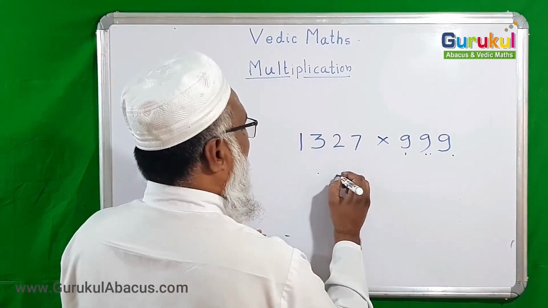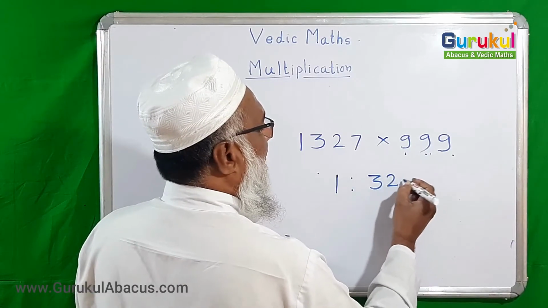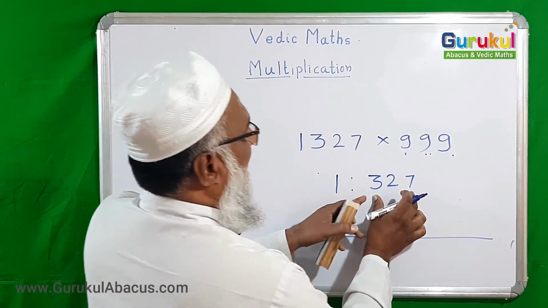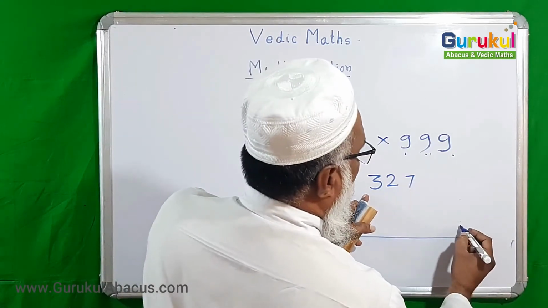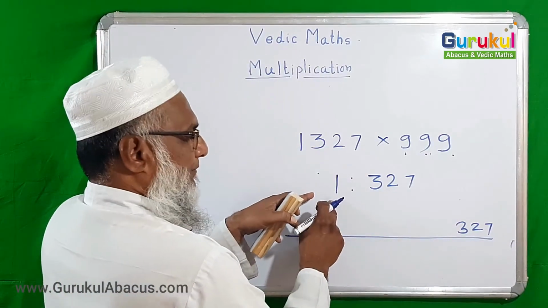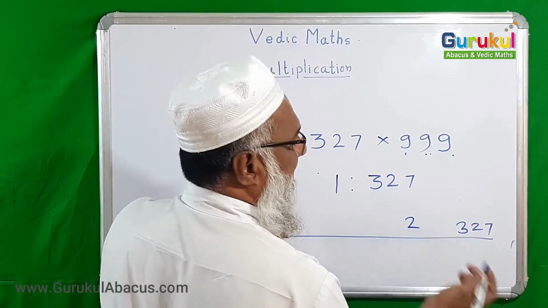Okay, so I am placing it 1 colon 327. Now I am putting a line, and that number 327 I want to put here, 327, and here is 1, so add 1 in that, 1 plus 1 is 2 I want to write here, that's it.